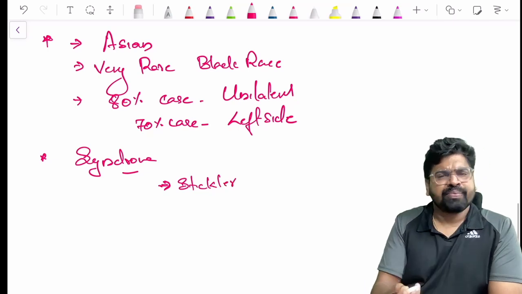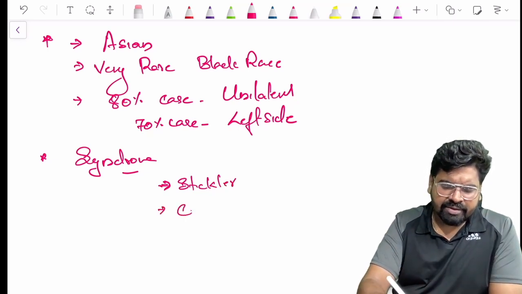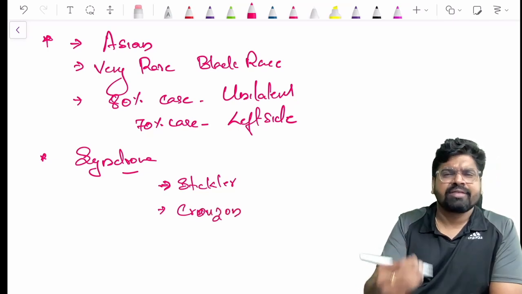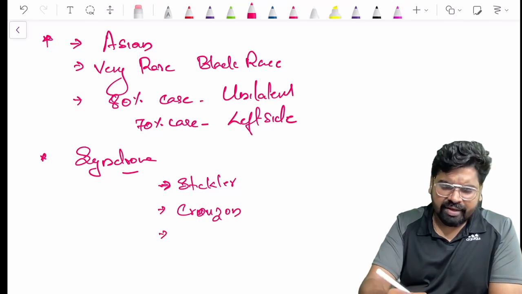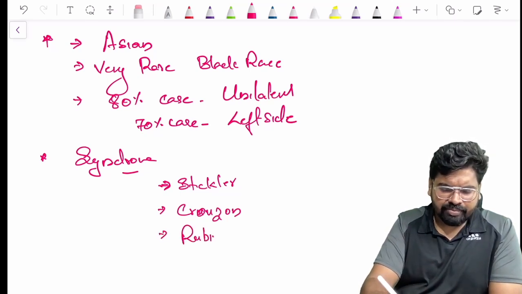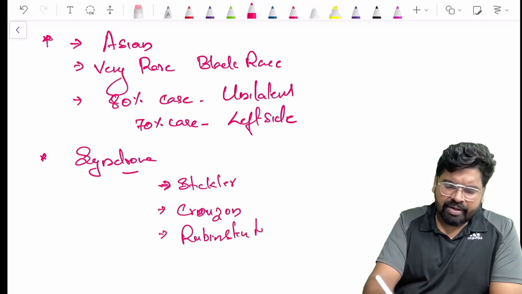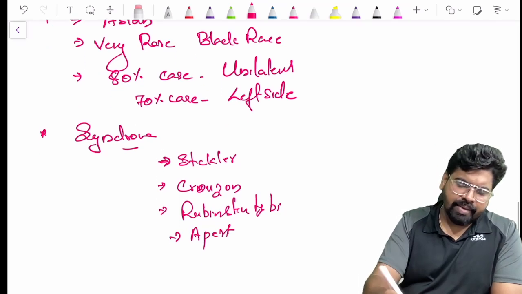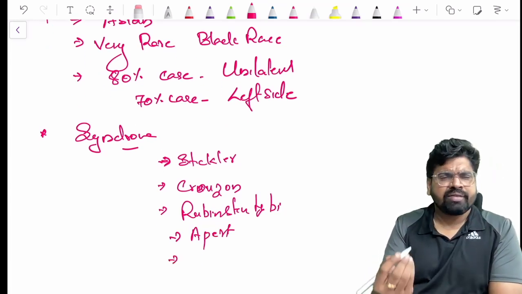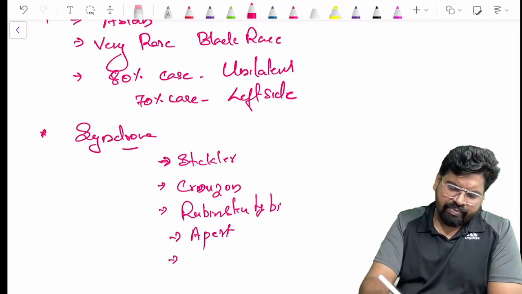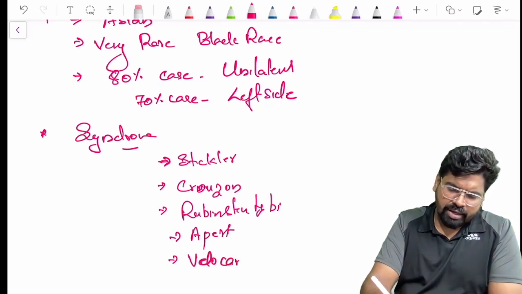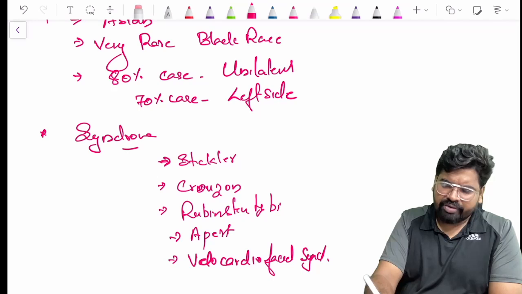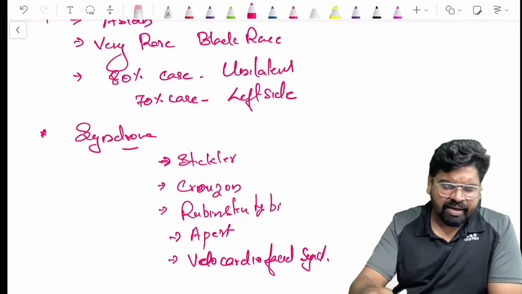I will name a few. Stickler, Crouzon. In Crouzon also, cleft palate or cleft lip is usually seen. Rubinstein type is there. Apert, what is there? And Pierre Robin, there is cleft palate. Velocardiofacial syndrome. So many syndromes. Okay, that is not it.